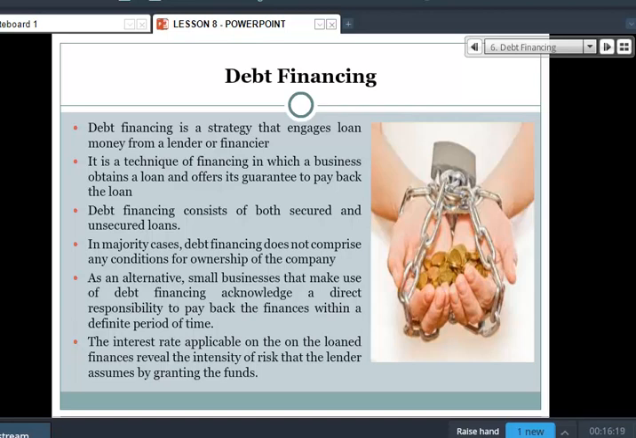Of course, there will be a definite period of time. You need to settle the loan within this period, but make sure not to be late in the payment. In case of late payment, the creditor will arrange for some fines and some sanctions. It might end up in court. So the interest rate applicable on the loan reveals the intensity of risk that the lender assumes by granting the funds.